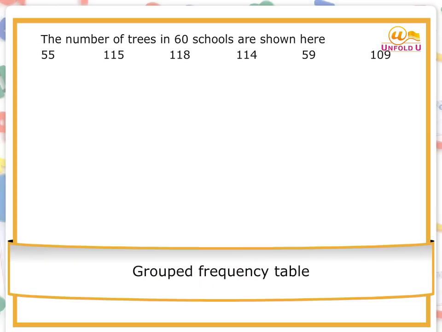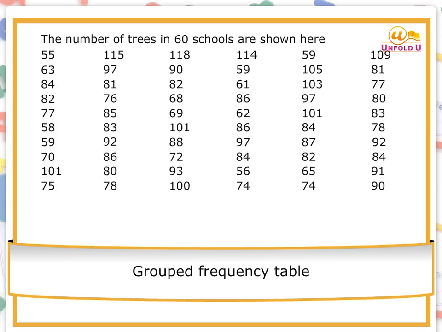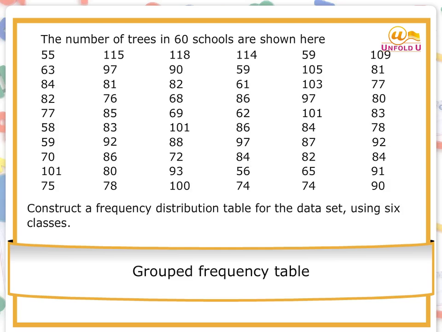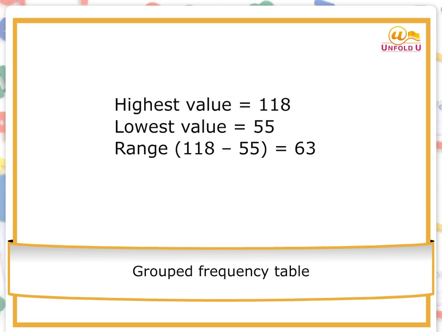For example, the number of trees in 60 schools are shown here. Construct a frequency distribution table for the data set using 6 classes. The highest value in this data is 118 and the lowest value is 55. So the range is 118 minus 55, which is equal to 63.